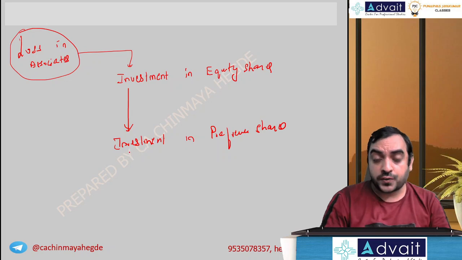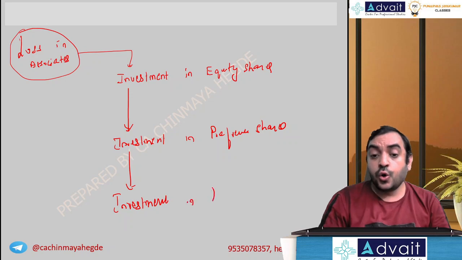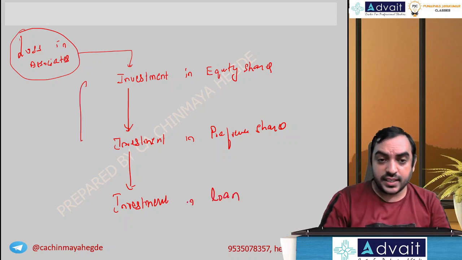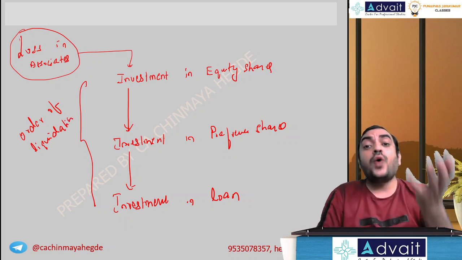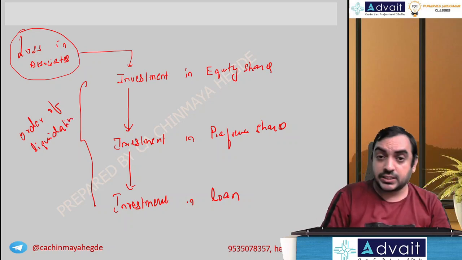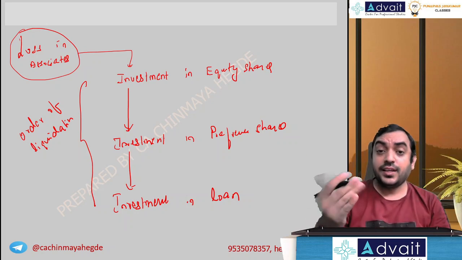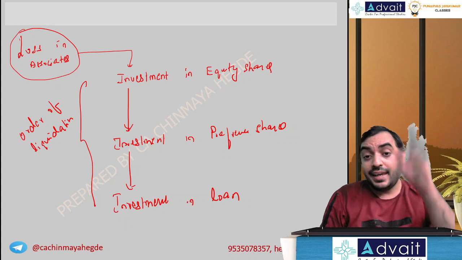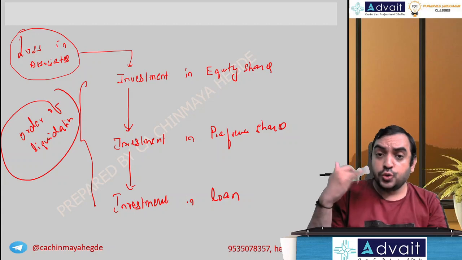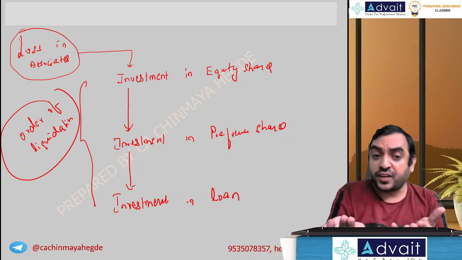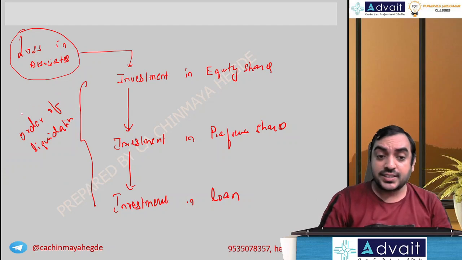If you have a further loss, then you go for investment in long-term loan. So basically, this is the order of liquidation. What the standard says is, when you have investment in multiple instruments and you have a loss, that should be adjusted against all these instruments in the order of liquidation. When liquidation comes, you pay the loan first, then the preference shares, then the equity shares. So basically it's actually the reverse order of liquidation.